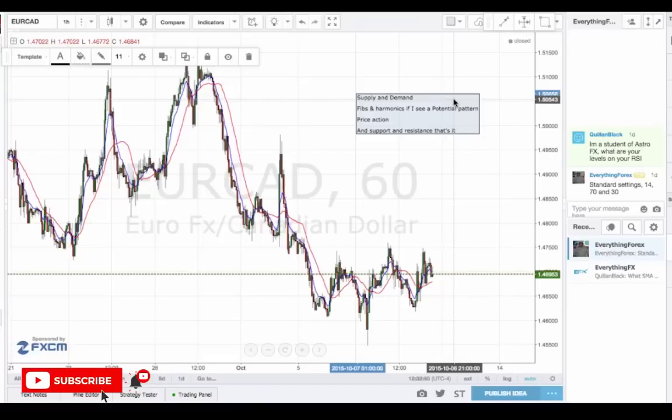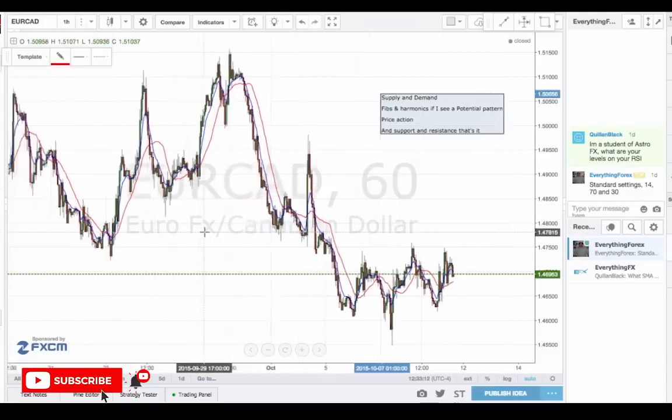All it uses is supply and demand, fibs, and harmonics if I see a potential pattern, price action, and support and resistance, and that's about it. Alright, so to kick this thing off, I'm just going to first show you how I draw support and resistance, mainly. Okay? So first things first, I draw it from the wicks.